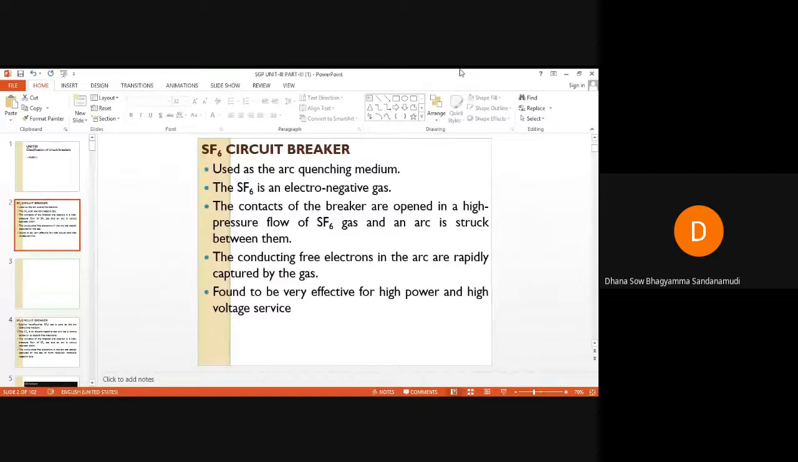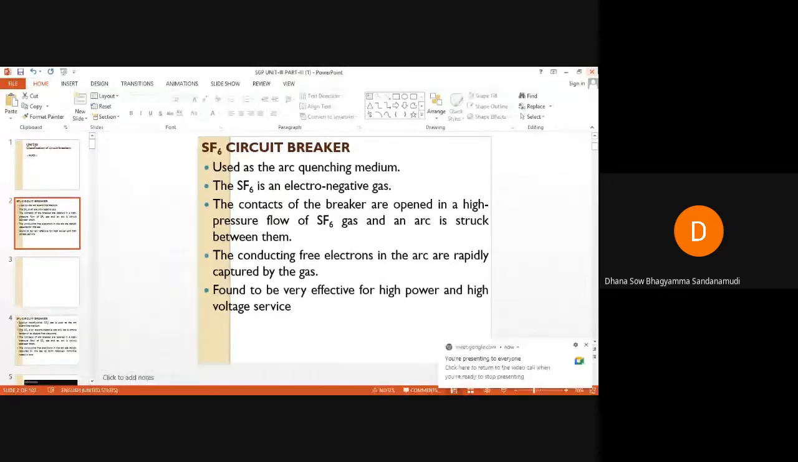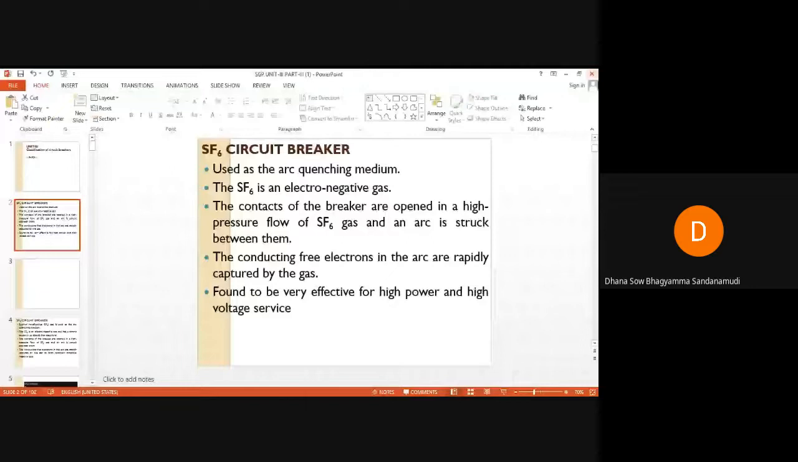SF6 is an electronegative gas and has a strong tendency to absorb free electrons. You might already know about SF6 gas. So SF6 is an electronegative gas which has a strong tendency to absorb the free electrons. This property of absorbing free electrons is utilized here to quench the arc, or to extinguish the arc.